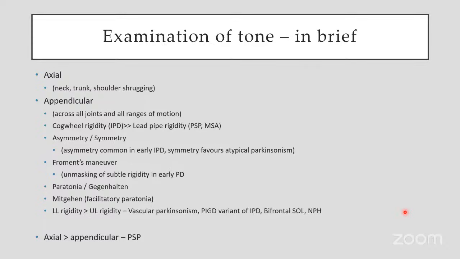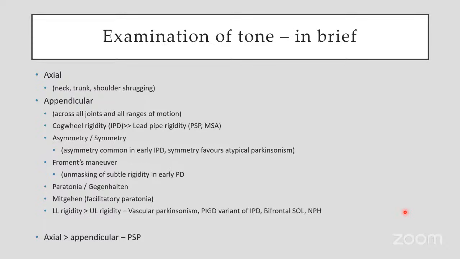There will be cogwheel rigidity in IPD patients and lead pipe rigidity in PSP and MSA. Asymmetry favors IPD, and asymmetry is also seen in CBD. In MSA, PSP, and DLB, it is usually symmetrical. And if we are not able to elicit it, it's better to do a Froment's maneuver while checking the rigidity, so it will unmask the subtle rigidity.